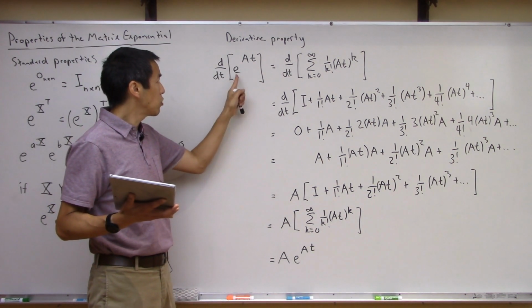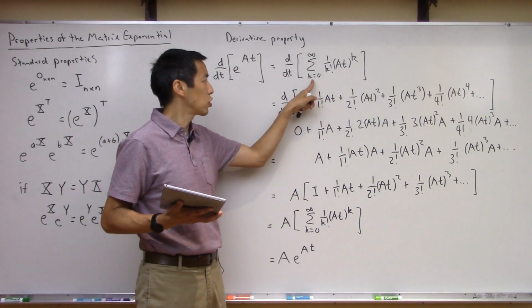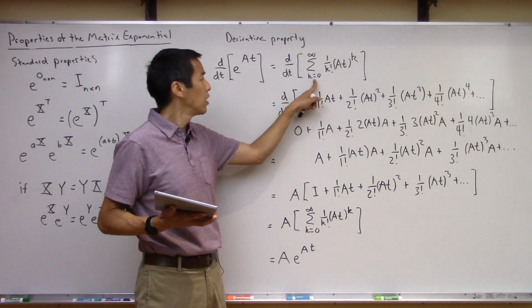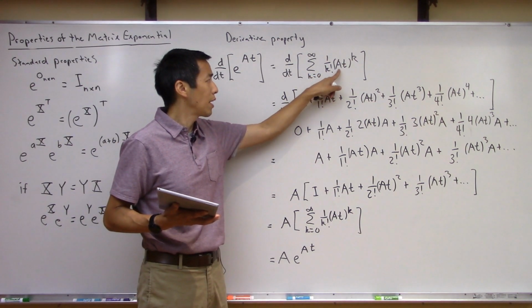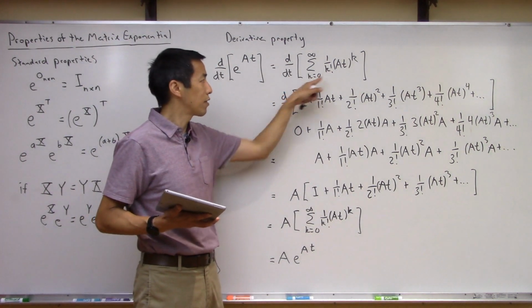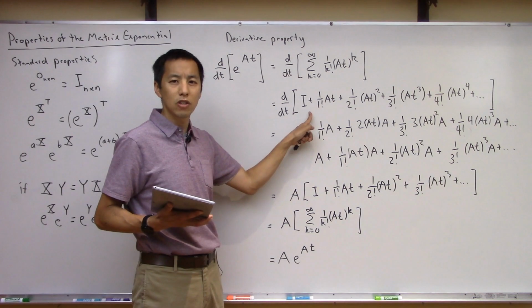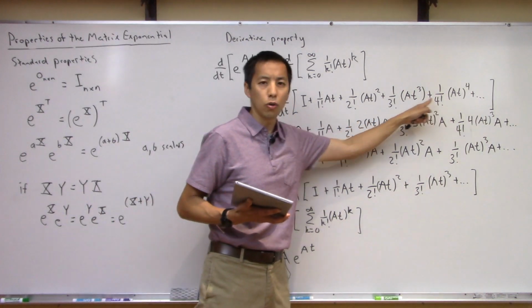So again, the matrix exponential e to the at, we can just write its identity right here. It's just the infinite series, 1 over k factorial times at to the k. And then I want to take the time derivative of this giant infinite series. Well, let's write out four terms here.